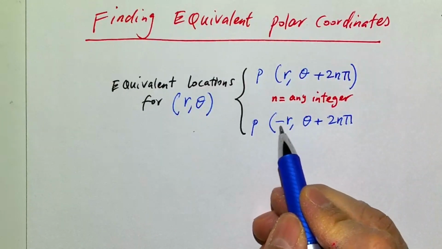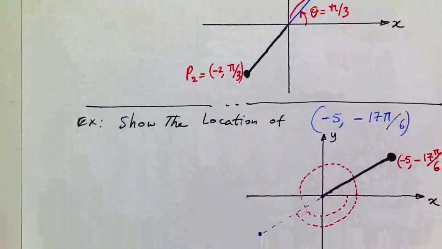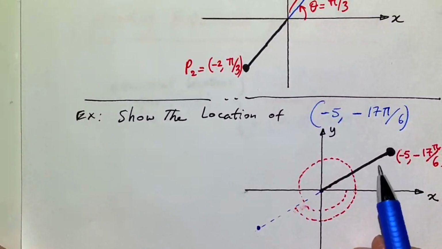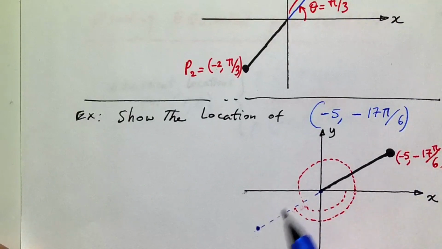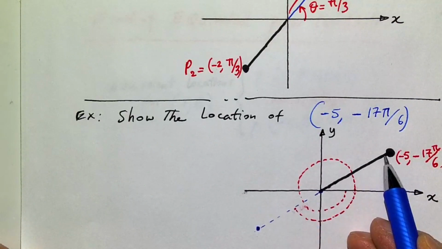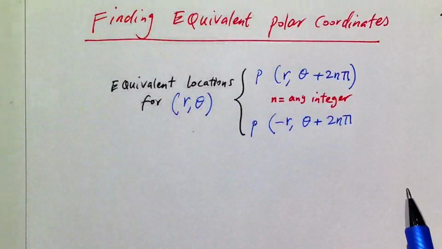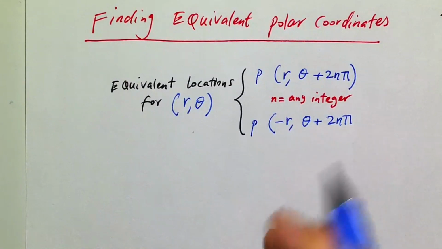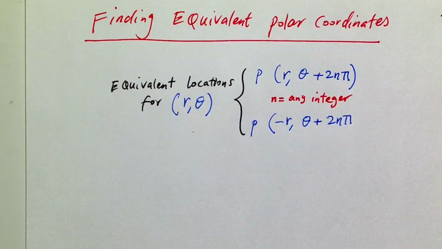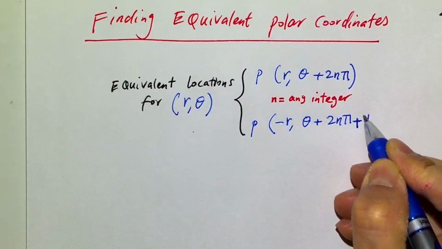So after our discussion about when r is negative, what happens to the location? Notice that when r is negative, the point is thrown off to the opposite side, π, or 180 degrees. So in order to correct that, when r is negative, we need to add another π to bring it back to its original location. So this would be plus π.